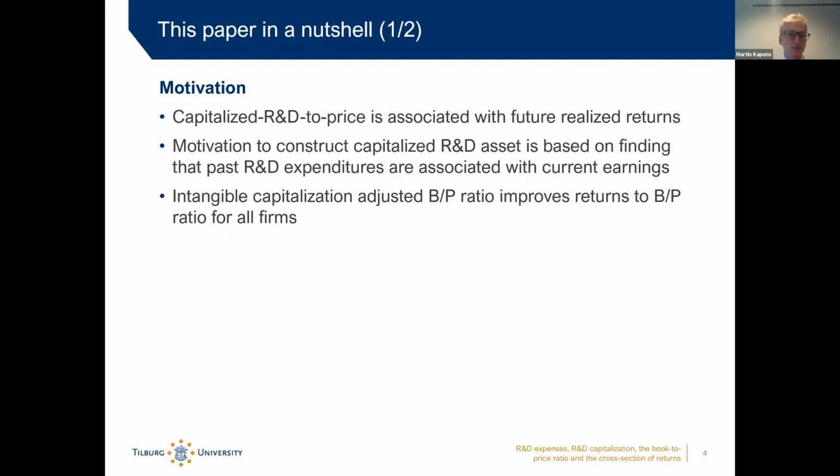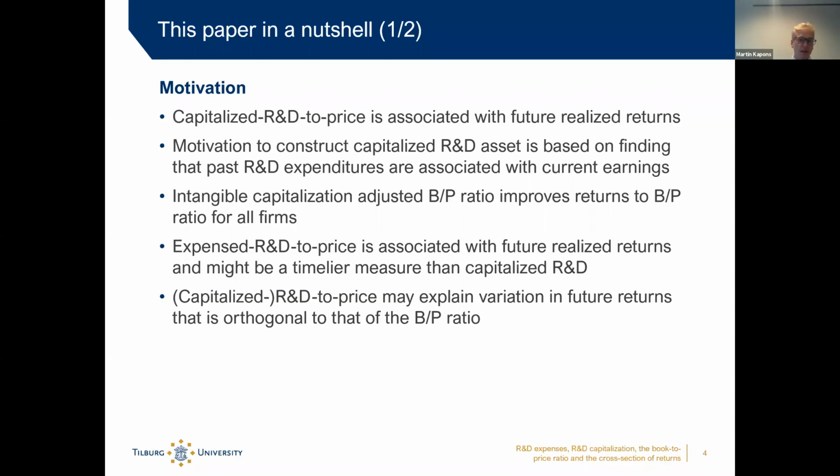Now, the second finding of the literature is that expensed R&D to price is also associated with future realized returns. And that is actually appealing, because you would not have to construct a capitalized R&D asset so as to account for R&D active firms and their returns, but could rather use the income statement number, current R&D expenditures, to account for such firms. And you could also argue that expensed R&D to price is actually a timelier measure than capitalized R&D, as capitalized R&D aggregates historical R&D expenditure information.